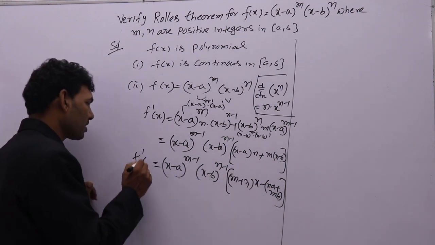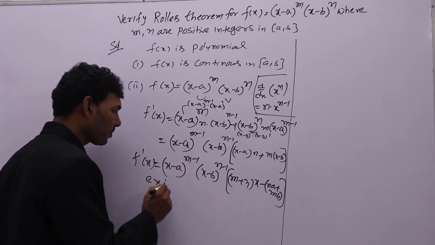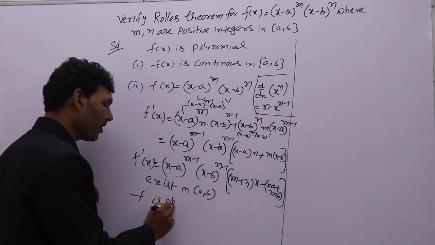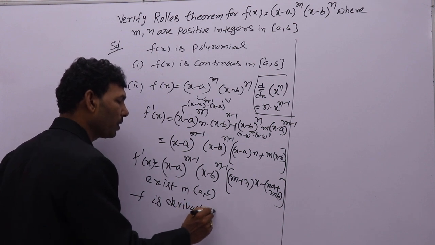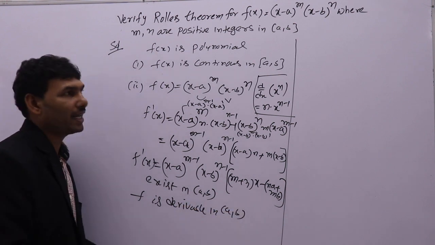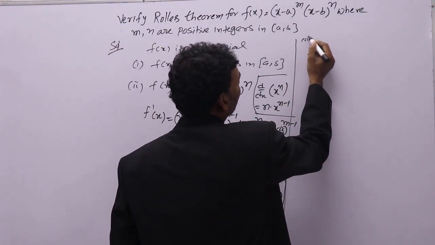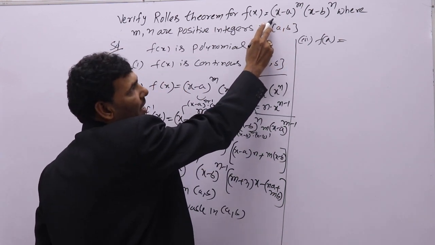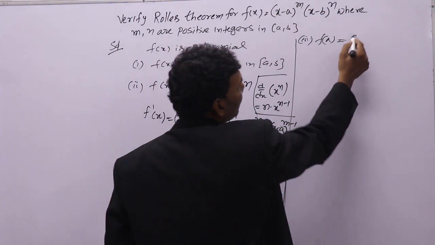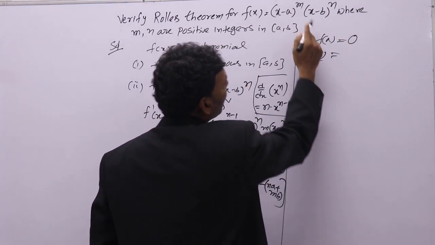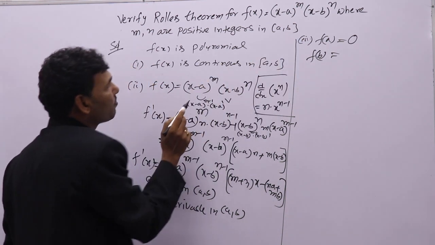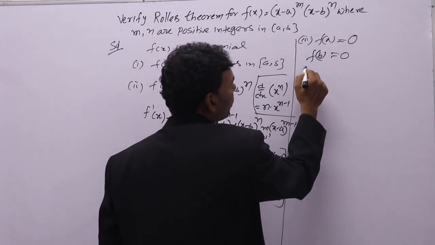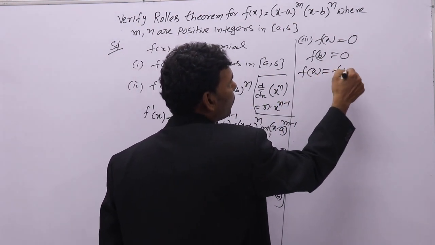Now this is f dash of x, which clearly exists in the open interval (a, b). Therefore f is derivable in the open interval (a, b). Next, we need to check the third condition, f of a. Clearly, if you write a in the place of x, a minus a is 0, and 0 into anything is 0. Similarly f of b, write b in the place of x, b minus b is 0, so 0 into anything is again 0. That means f of a equals f of b.